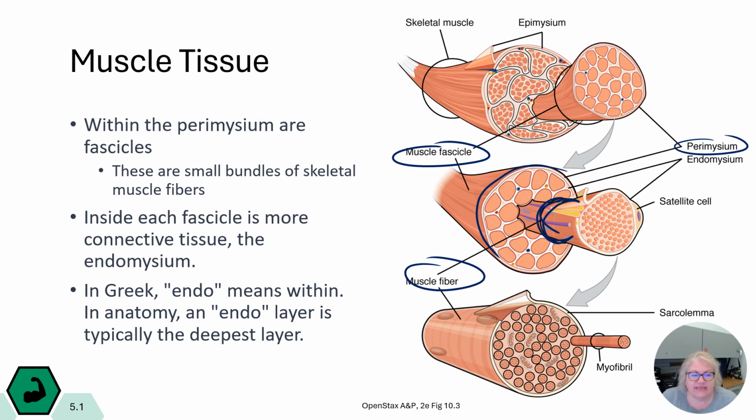Inside each fascicle is more connective tissue, which is the endomysium. So here you see the endomysium within. So it's pointing inside the fascicle. The Greek endo means within in anatomy, and an endo layer is typically the deepest layer of connective tissue. And it is, because once we get inside of the endomysium, then we're inside of a muscle fiber, which is a cell. So epimysium outermost, then peri, then endo, then we're inside a cell. And then the sarcolemma is the plasma membrane of a muscle cell.